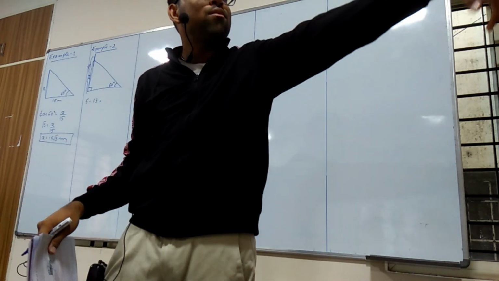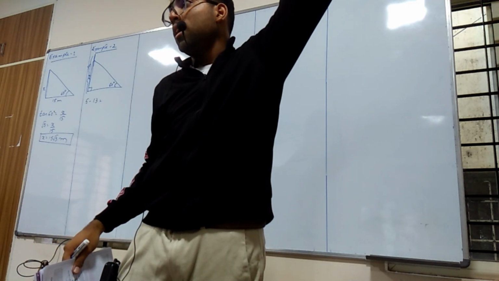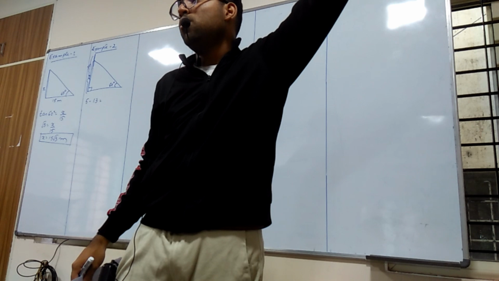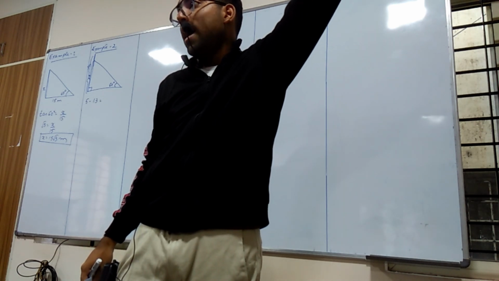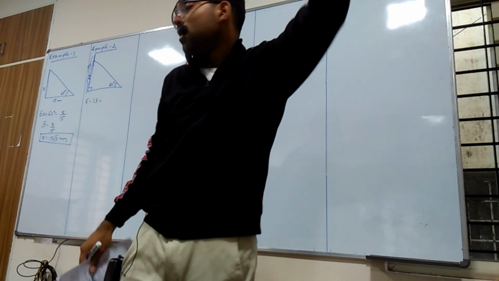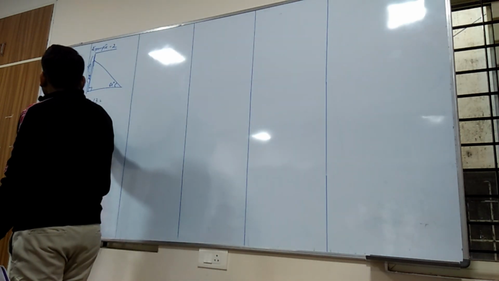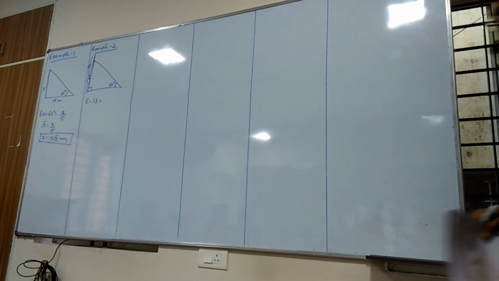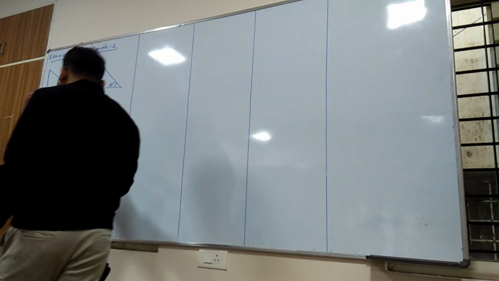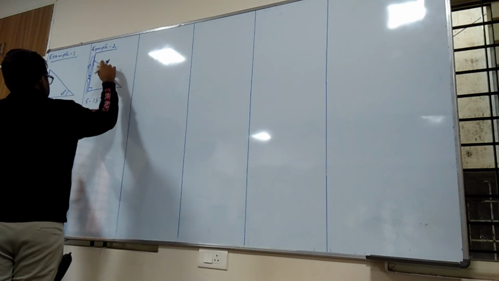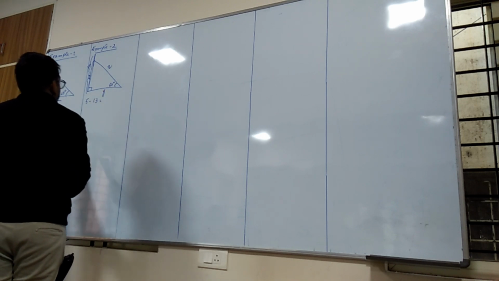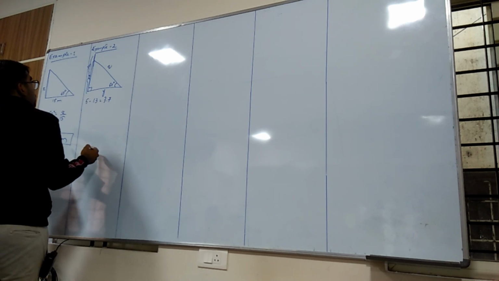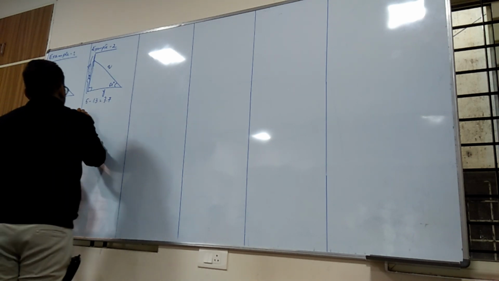They have given from the ground till the roof as 5 meters. They have told the switch is 1.3 meters below the roof. That means minus 1.3. What is the distance from the ground to the switch? 3.7. Okay. Now we have to find the length of the ladder. This is x, this is y, and this is 3.7. Find out x first, the length of the ladder.